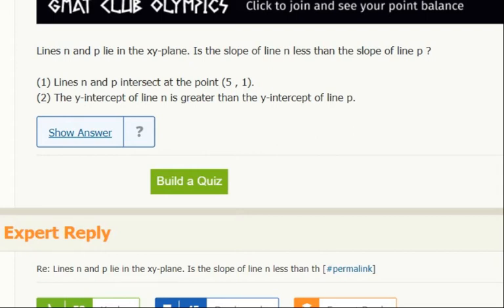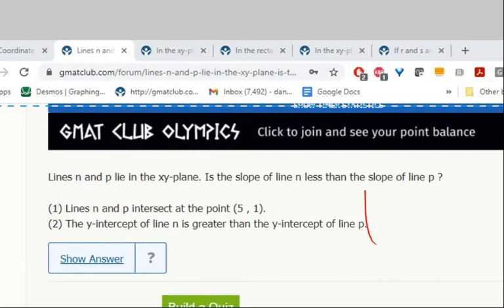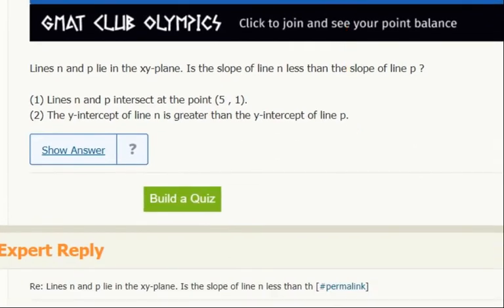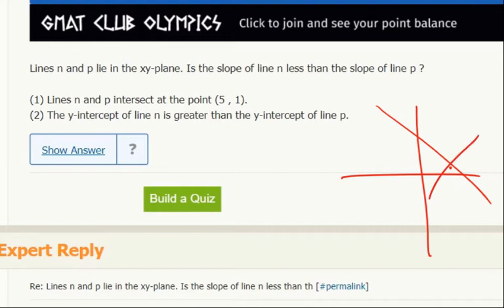Is the slope of line N less than the slope of line P? Okay, so they intersect at point (5, 1). But they could really be anything on there, either of those could be steeper. That's not sufficient on its own right away.